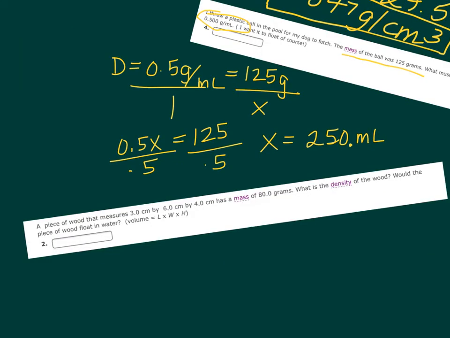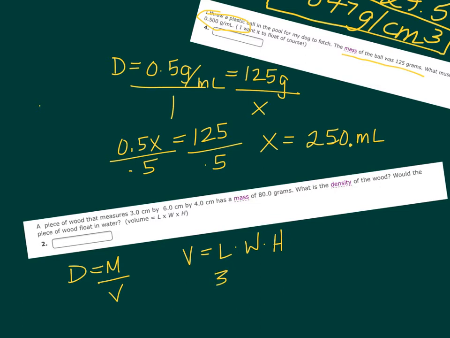In the last problem, a piece of wood that measures 3 centimeters by 6 centimeters by 4 centimeters has a mass of 80 grams. What is the density? And would the wood float in water? Volume is equal to length times width times height. So we have to do a couple of things here. First of all, we are solving for the density. So we are using the density formula, but not right away. Density equals mass divided by volume. And we have to find the volume, which equals length times width times height.